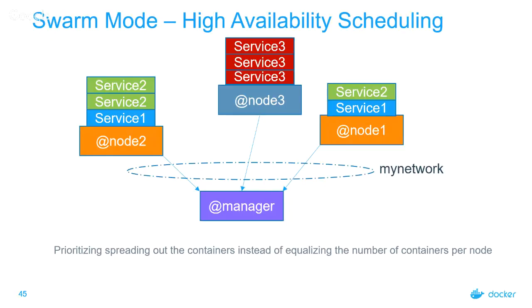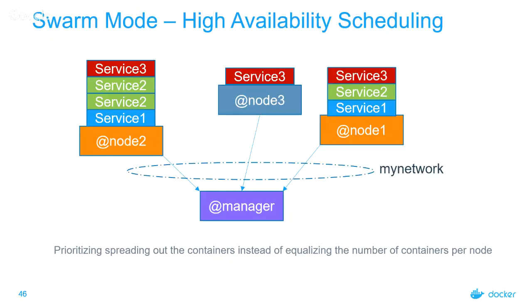And just imagine that if node 3 goes down, at this point you might lose, or the user might not be able to access your service, right? So high availability scheduling basically balances your complete infrastructure in such a way that it spreads out the containers instead of equalizing the number of containers, to ensure that your service is accessible even if one node goes down.